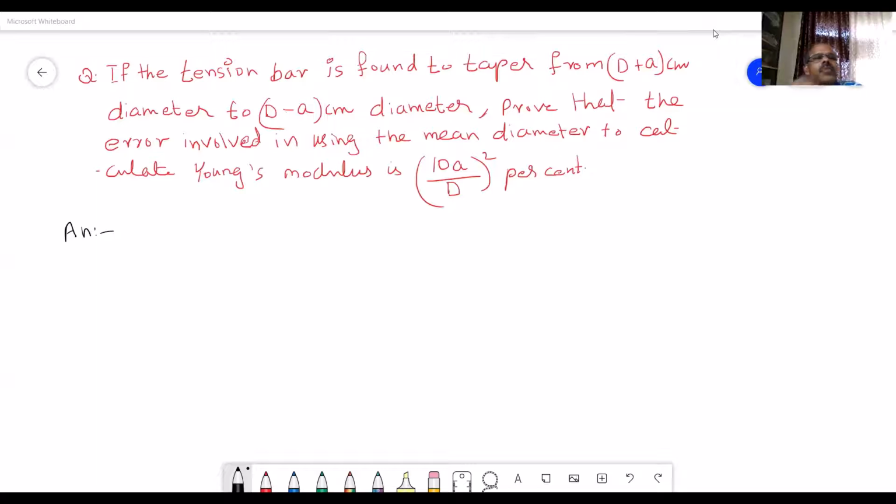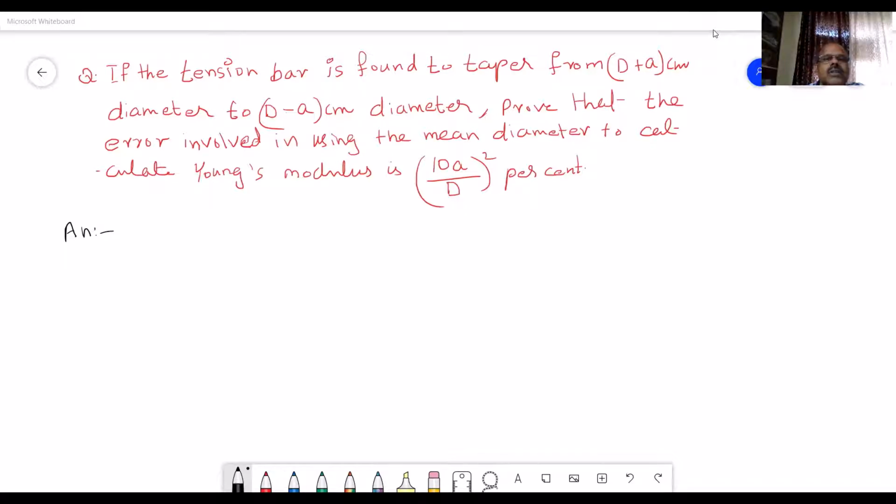Okay, now let us come to this question. The question is, if the tension bar is found to taper from D plus A centimeter diameter to D minus A centimeter diameter, prove that error involved in using the mean diameter to calculate Young's modulus is 10A divided by capital D whole square percentage. So this answer is already given that you have to prove.